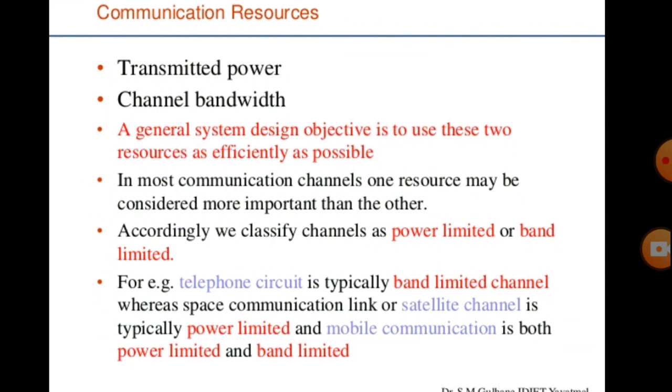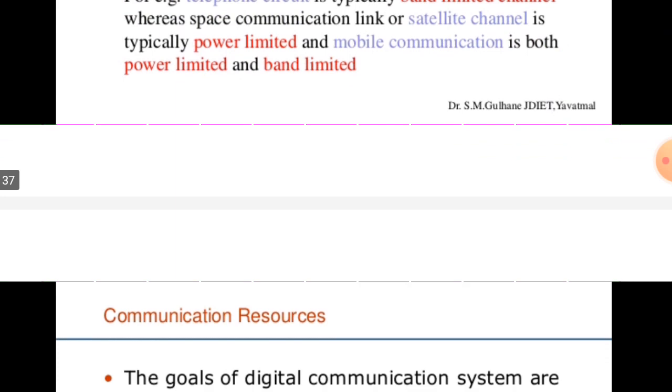For example, a telephone circuit is typically a band limited channel, whereas a space communication link or satellite channel is typically power limited, and mobile communication is both power limited and band limited.